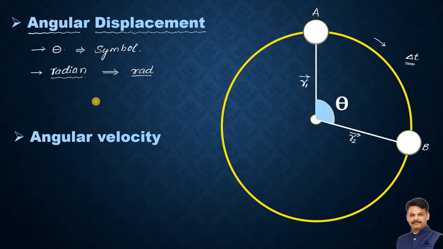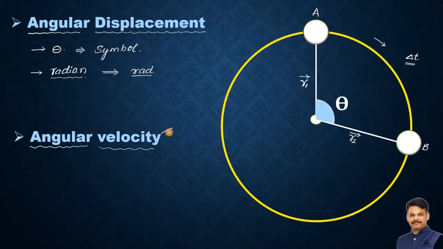Okay, dear students, once again I want to tell you what is angular displacement. Angular displacement is the displacement made by the radius vector in a particular time interval, or you can call it the distance between the two radii vector with respect to the position of the objects. Now, after understanding what is angular displacement, we must know what is angular velocity.